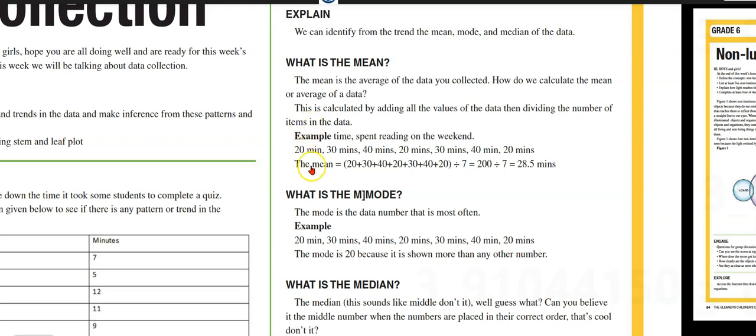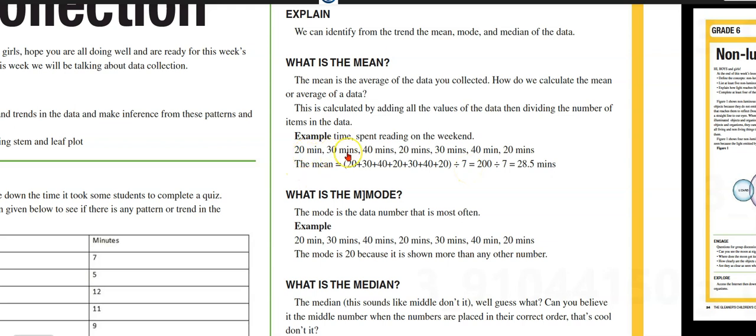Let's see if that comes out more clearly in the example. Time spent on reading on the weekend: 20 minutes, 30 minutes, 40 minutes, 20 minutes, 30 minutes, 40 minutes, 20 minutes. The mean will be where we add all of these together, then we divide by the number. How many of them did we have in the data set? 1, 2, 3, 4, 5, 6, 7. So here we're going to add or find the sum and divide by 7. So let's add these now.